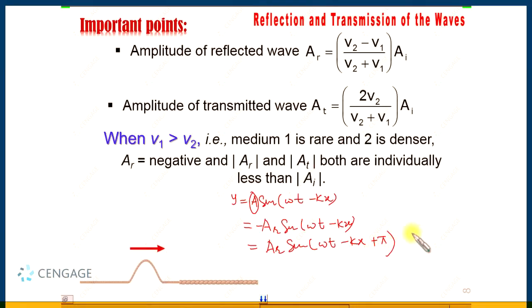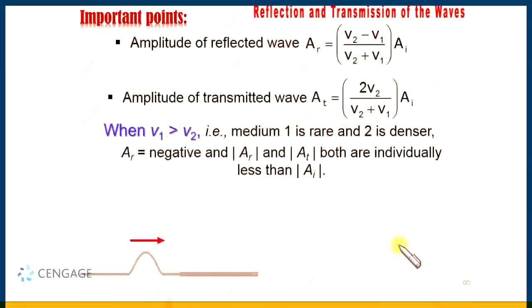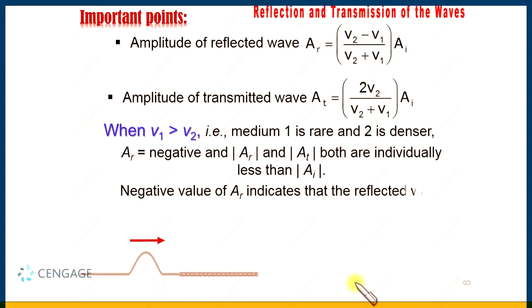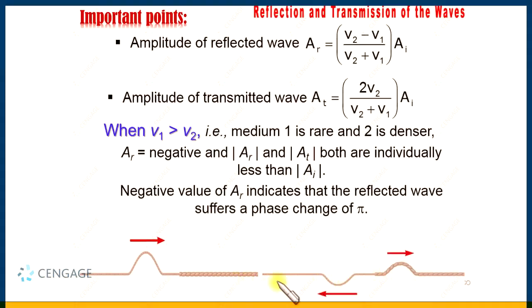That means we can say the reflected wave will have the negative value and it will suffer a phase change equal to pi, because you can observe here the phase is omega t minus kx and here the phase is omega t minus kx plus pi. That means you can say the reflected wave will change its pattern from positive to negative and it will change the phase by pi. It will be like this. Okay, it will start moving in the backward direction and revert, that is a phase change of pi.